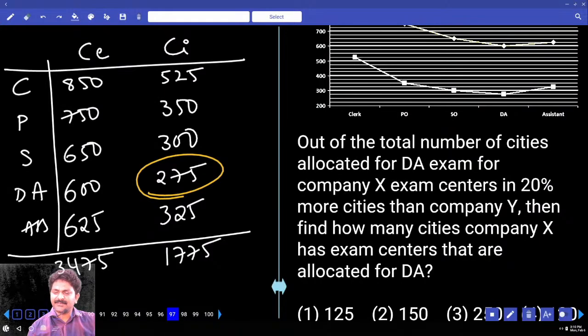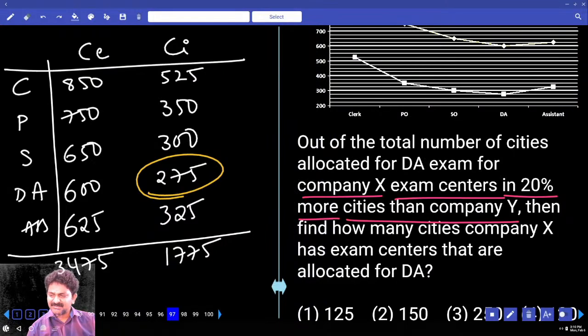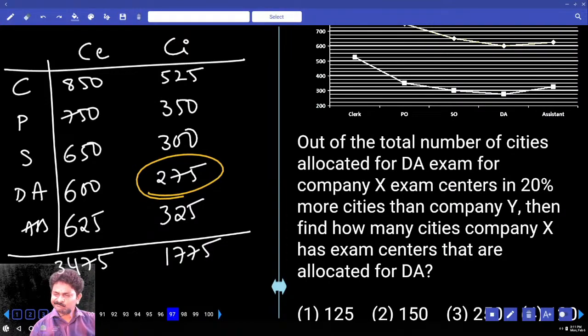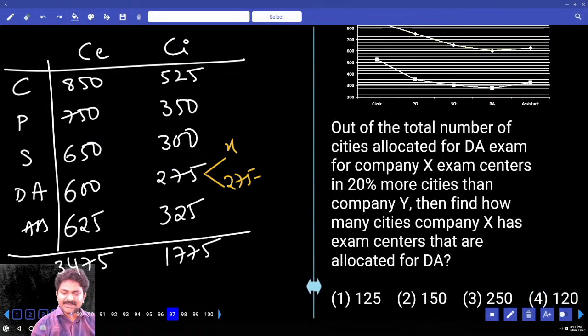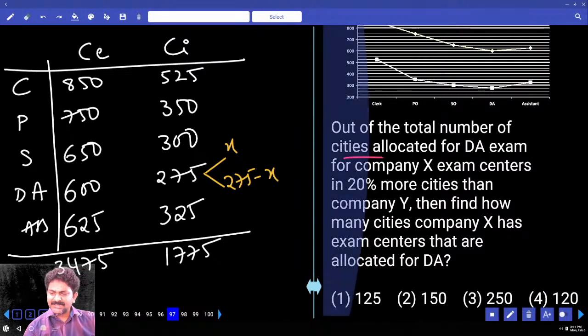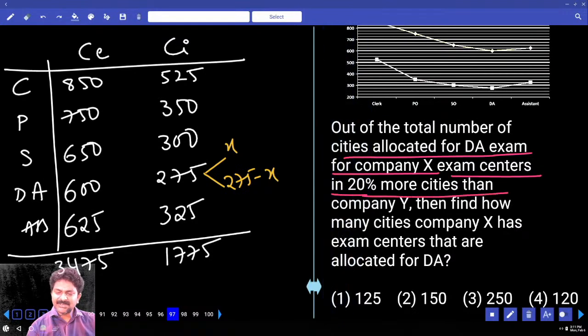Find how many cities company X has exam centers that are allocated for DA. Out of total number of cities allocated for DA exam for company X, exam centers in 20% more cities than company Y. Let it be X cities, then we will have 275 minus X for Y.